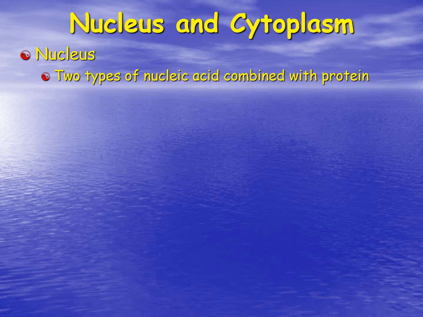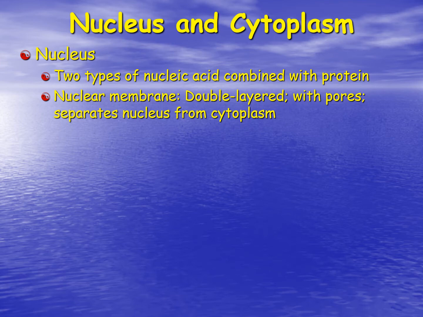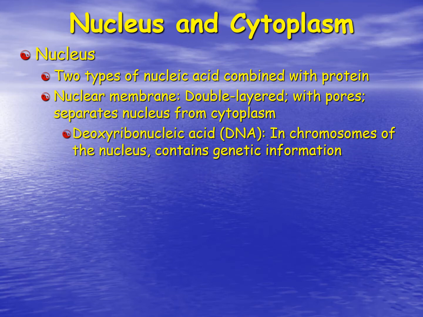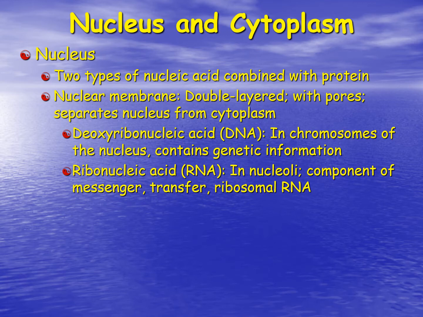The nucleus contains 2 types of nucleic acids. It contains DNA and RNA. The nuclear membrane is a double-layered phospholipid membrane with nuclear pores that separates the nucleus from the cytoplasm. DNA contains the genetic information of the organism, and the RNA is going to be a component of the messenger, transfer, ribosomal and other RNAs that we find in the cell.